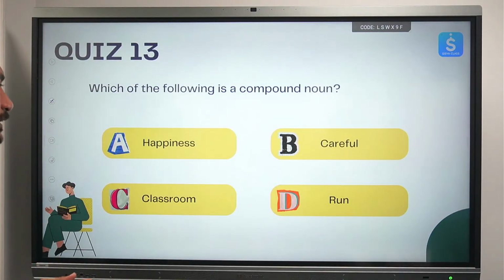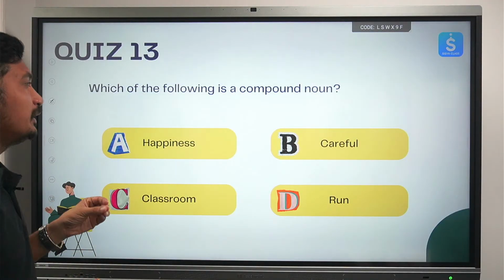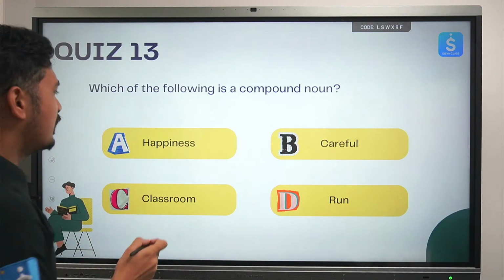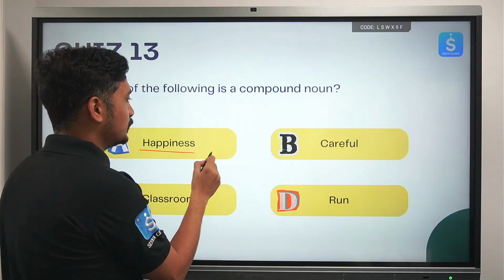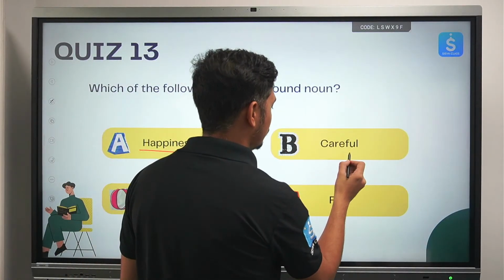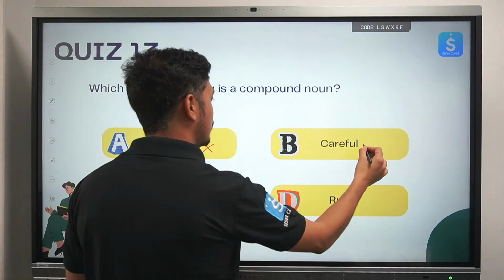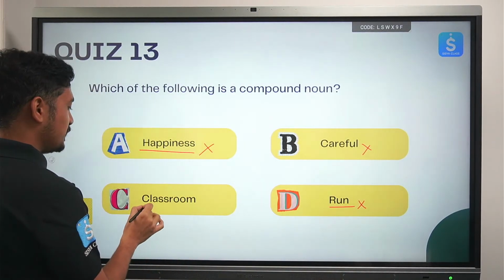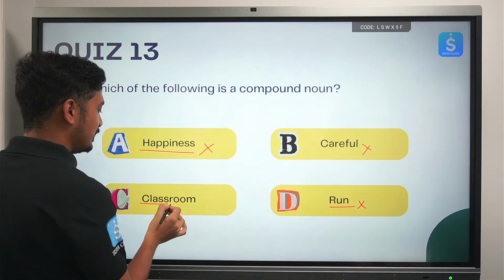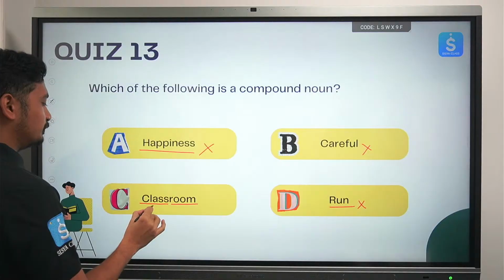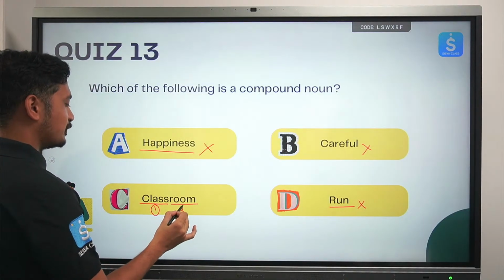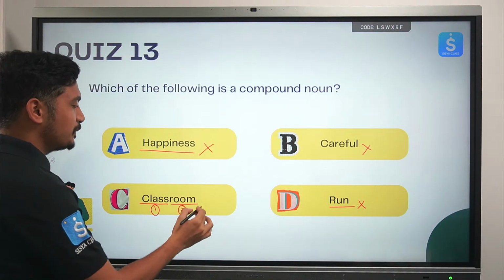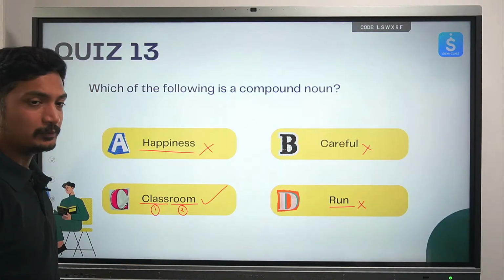Okay, now let's see a few questions. Which of the following is the compound noun? Happiness, I don't see any two words over here, so not at all. Careful is actually not two words. Run is again not two words. But if you see, we have class and then we have room, two words. The first one is class, the second word is room. So yes, this will become a compound noun, right?